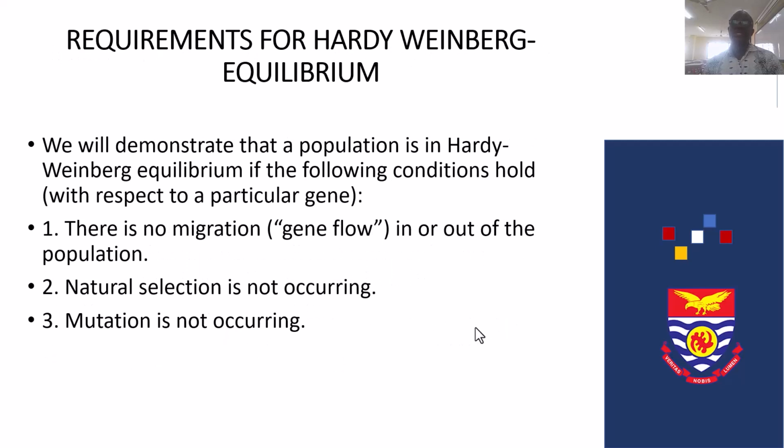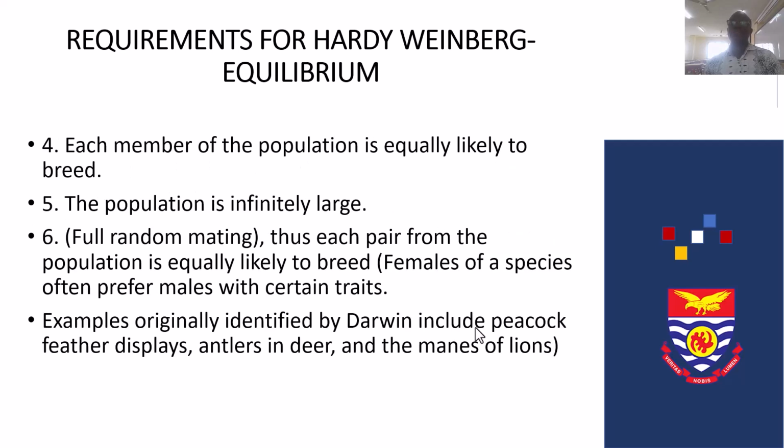We will demonstrate that a population is in Hardy-Weinberg equilibrium if the following conditions hold with respect to a particular gene. There is no migration in or out of the population. Natural selection is not occurring. Mutation is not occurring. Each member of the population is equally likely to breed. The population is infinitely large. Full random mating, thus each pair from the population is equally likely to breed.